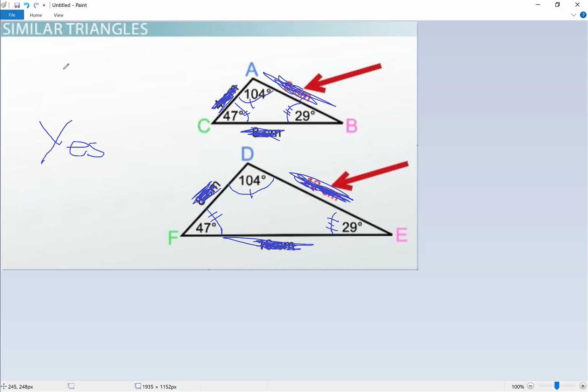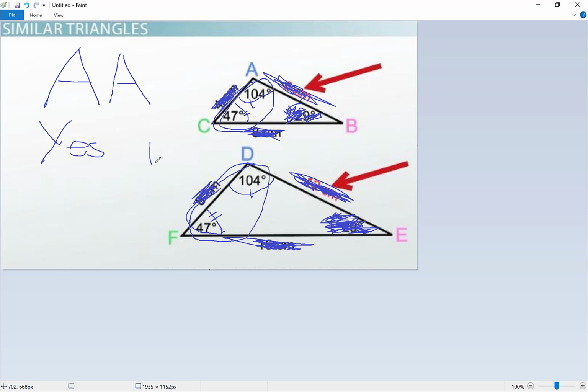And in fact, there's even a quicker shortcut. You don't need to know that all 3 angles are the same. 2 is enough. If I didn't tell you anything about that third angle, if I just left it blank, let's say you had a triangle 47, 104, and 29, just having 47 and 104 being the same as 47 and 104 is enough. Because you automatically, I don't even have to tell you that 29. Let me get rid of it.